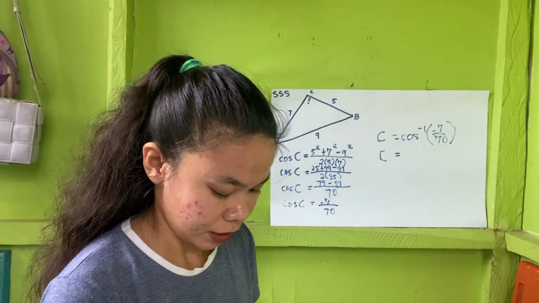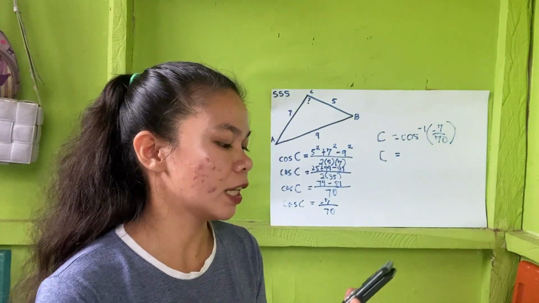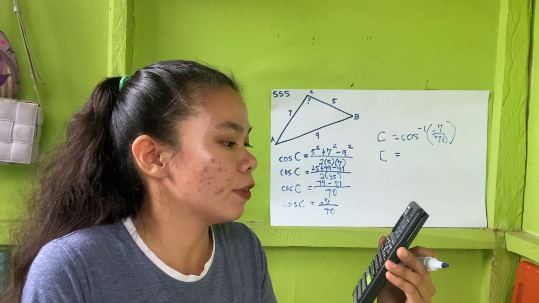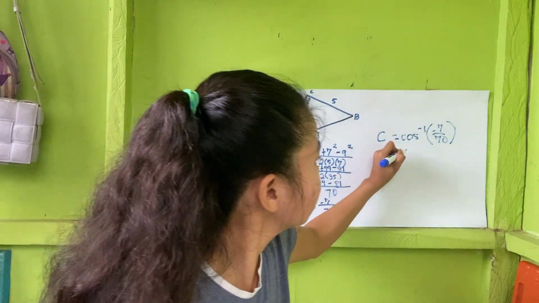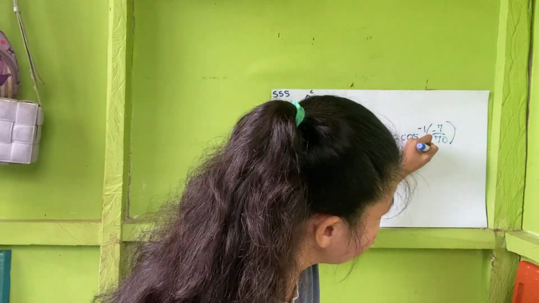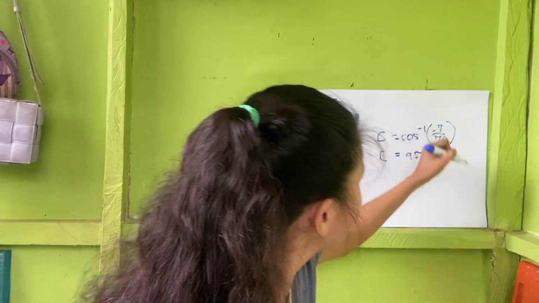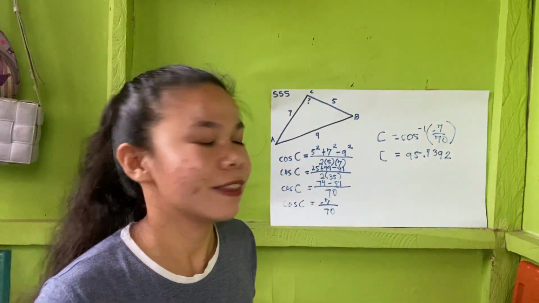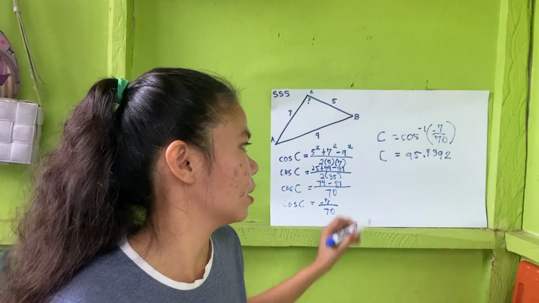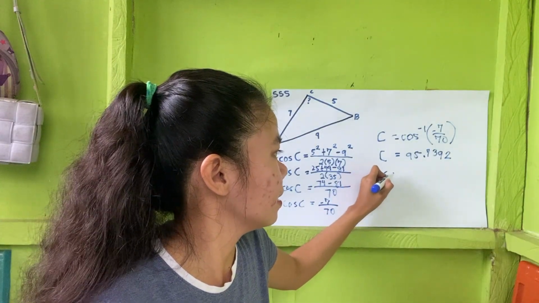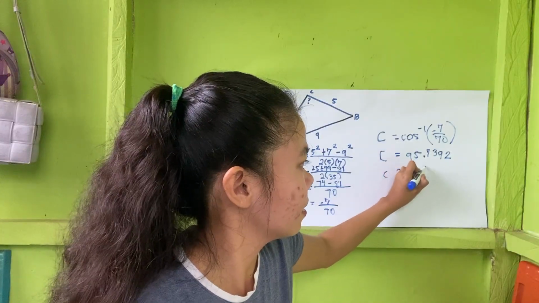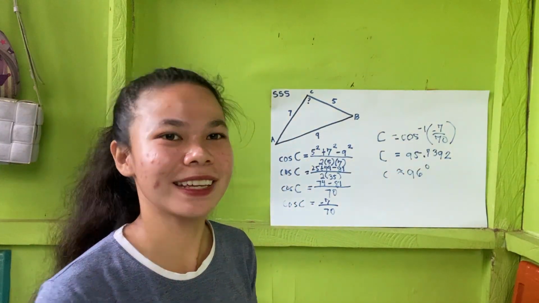So, in my scientific calculator, we have here 95.7392. And yeah, that's the measurement of the angle C. It's approximately 96 degrees. So that's it.